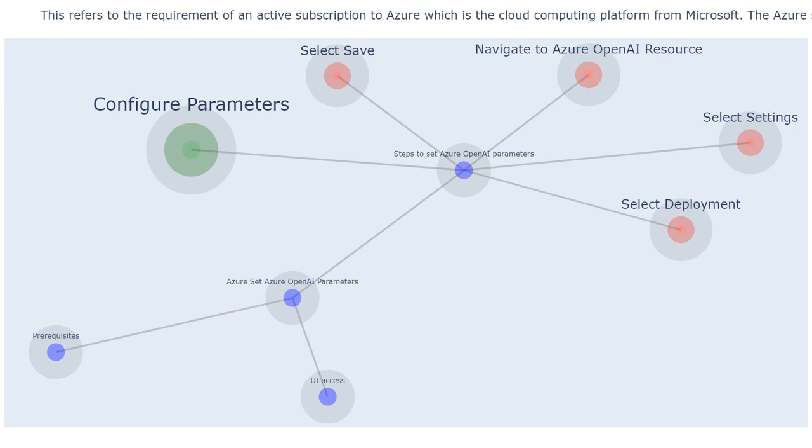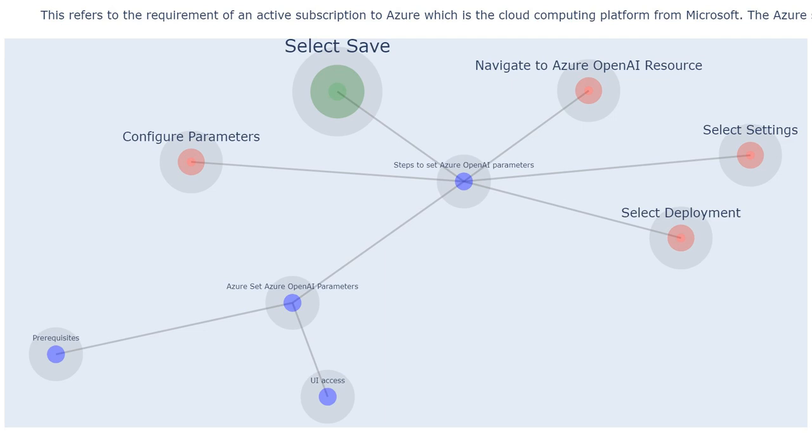This step focuses on configuring the parameters for the Azure OpenAI deployment. These parameters include settings related to the OpenAI model to use, its deployment options, and resource allocation. The final step involves saving the configured parameters for the Azure OpenAI deployment. This ensures that the specified settings are applied to the deployment, enabling the Azure OpenAI service to operate according to the defined configuration.